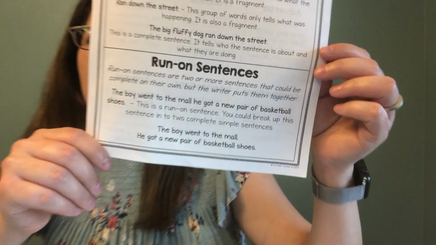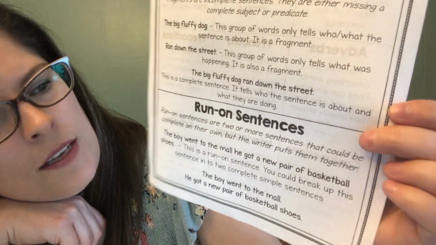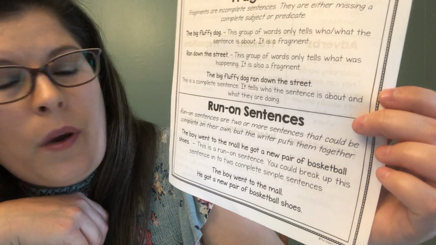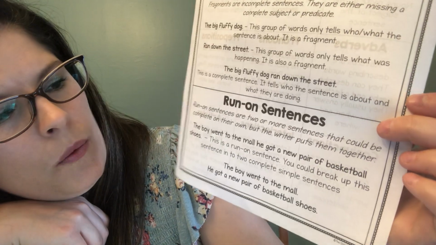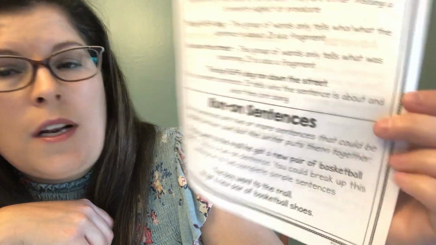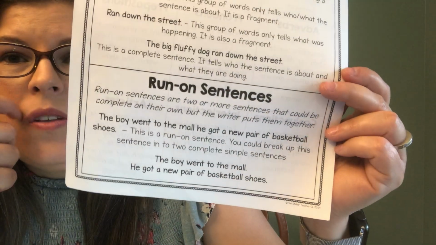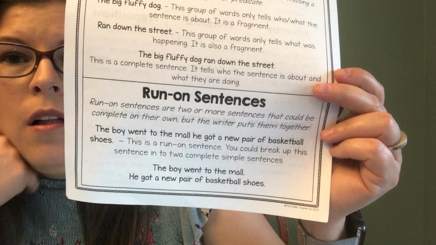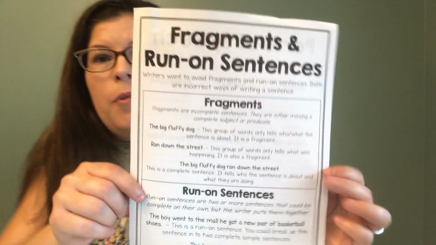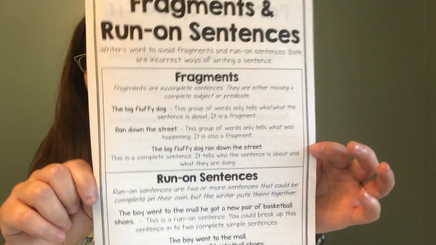And then we have our run-on sentences. Run-on sentences are 2 or more sentences that could be complete on their own, but the writer puts them together. So the boy went to the mall. He got a new pair of basketball shoes. This is a run-on sentence. You could break this up. The boy went up to the mall. He got a new pair of basketball shoes. So I'm going to put this resource up there too, so we can go over it.